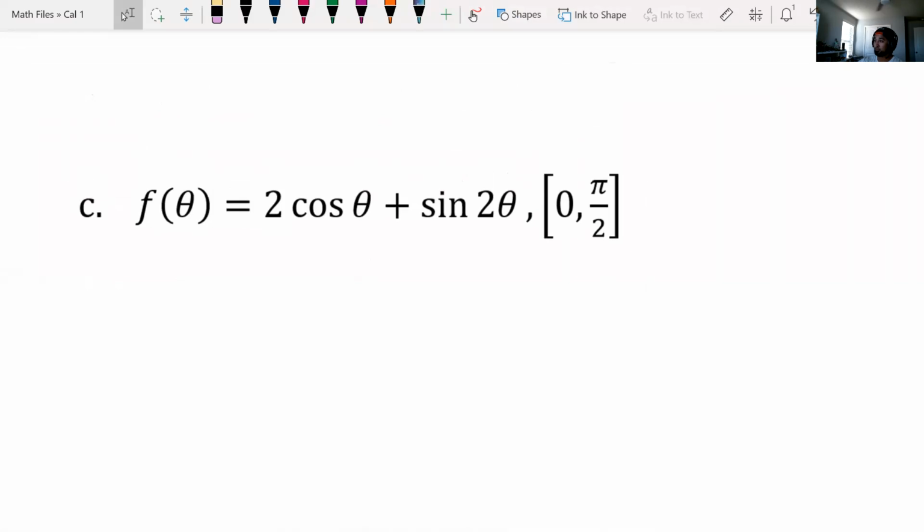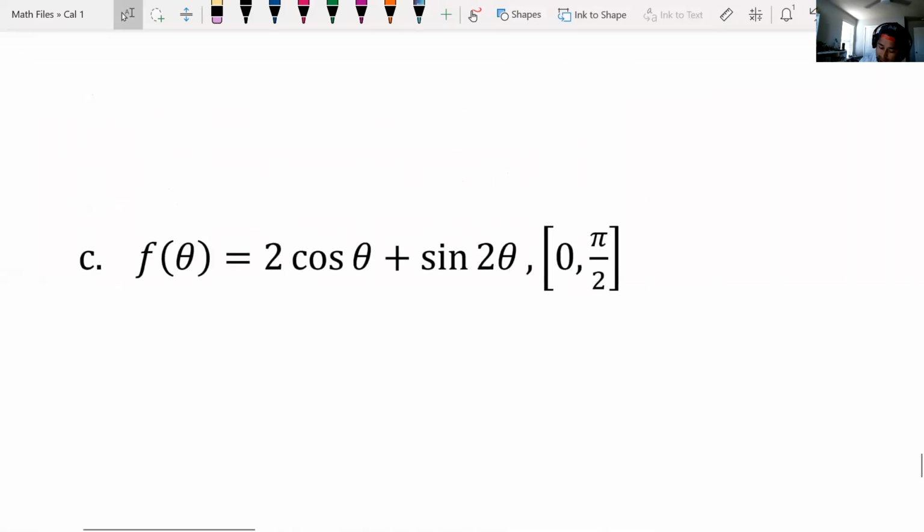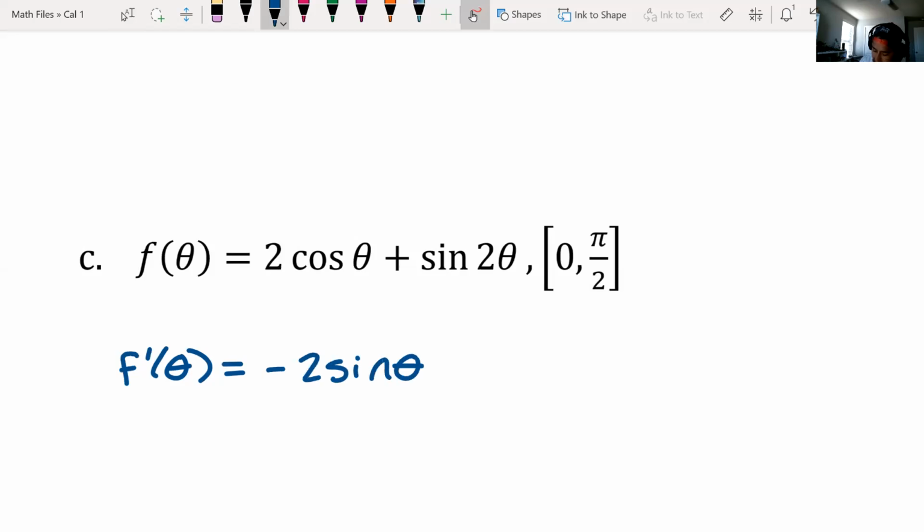All right, cool. Let's do it again, one last time. So we have 2 cosine theta plus sine 2 theta. Let's take that derivative. We're going to get negative 2 sine theta. And what is the chain rule derivative of sine 2 theta? Cosine 2 theta times 2. Good. So you'll have 2 cosine 2 theta, right? Yeah, exactly. You had it, I just put the 2 in front.